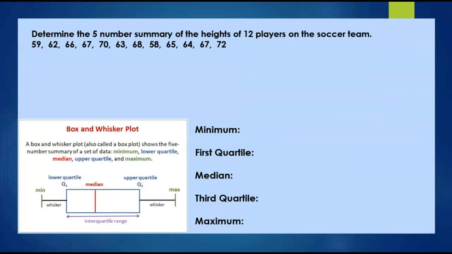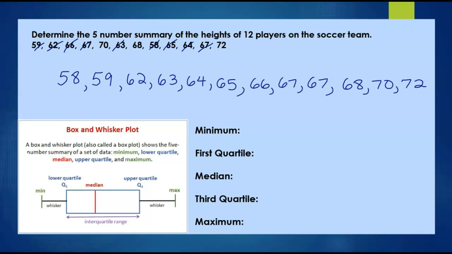We are going to create a box and whisker plot of this data. And first, we're going to determine the 5-number summary of the heights of 12 players on a soccer team. Before we begin, we need to order our data from least to greatest. Now that our data is listed from least to greatest, we can find the medians. And before I begin, our heights are in inches. I forgot to mention that.